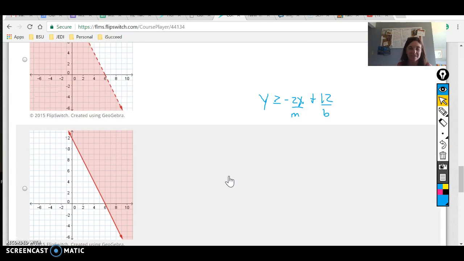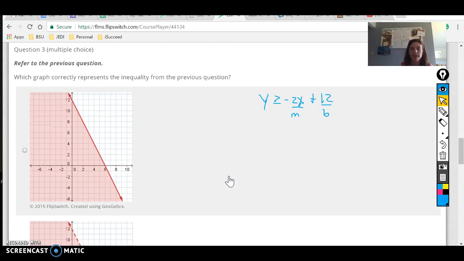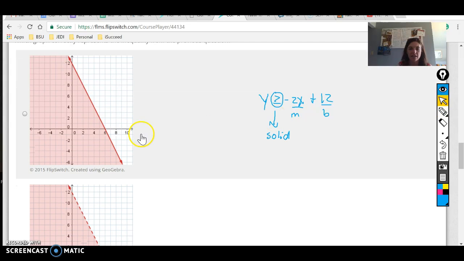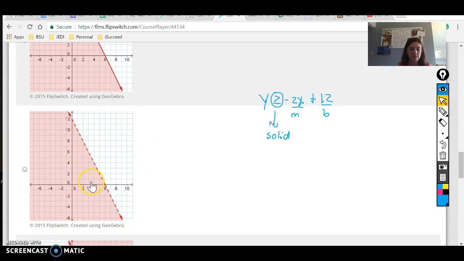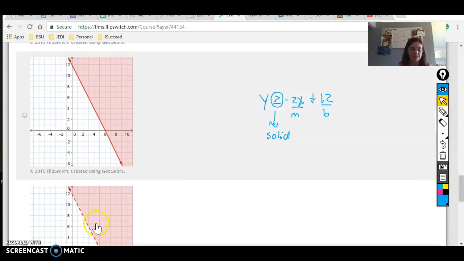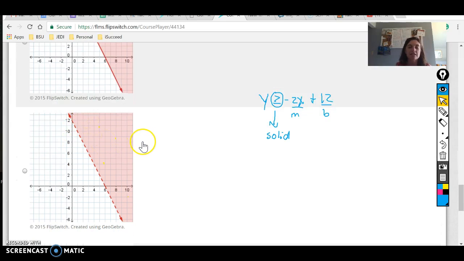So now we need to find some other things that distinguish these graphs from each other. And one thing that I can see right off the bat is this greater than or equal to, okay? So this greater than or equal to means that I have a solid line instead of a dotted line. So now I can eliminate this one because of the dotted line and the last one. So the second and fourth answers can be eliminated simply because of the dotted lines. So I can go now to my solid lines and see which one makes sense.